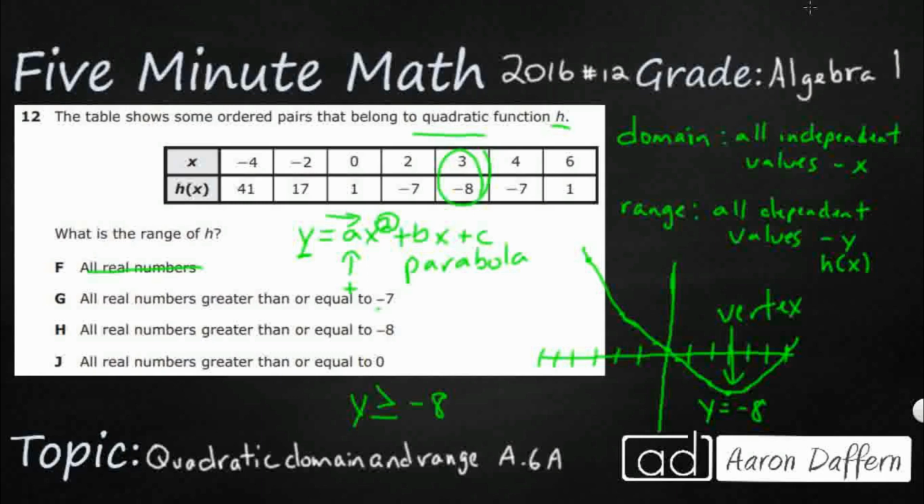Obviously this -7 is close, but it doesn't get us, unfortunately, that -8. Not sure why we would choose all real numbers greater than or equal to 0. But it is going to be this h, because that is our vertex, and that's as low as it gets. And it goes back up. It would continue back up this way, for infinity on this other side if we had more positive x values. So that is our answer H: all real numbers greater than or equal to -8.